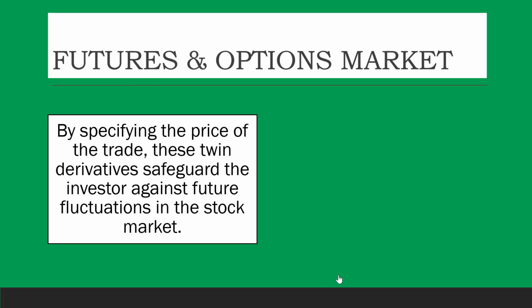By specifying the price of the trade, these twin derivatives safeguard the investor against future fluctuations in the stock market. So basically, this is being used for hedging or for speculation. We'll do some examples to really understand how the hedging happens and how people make money by speculating on either a particular stock or on an index. So we'll be doing some examples to understand both hedging as well as speculation in this lecture itself.